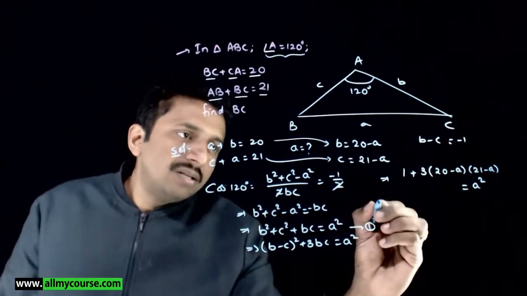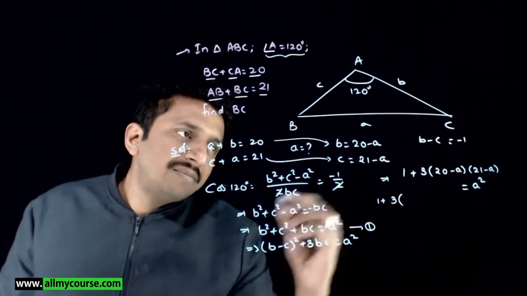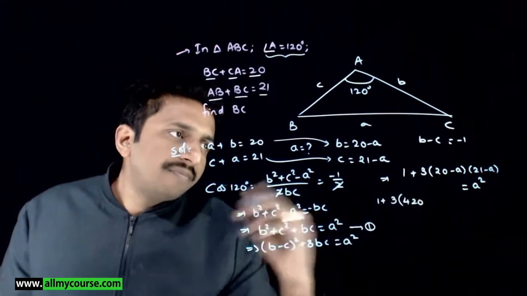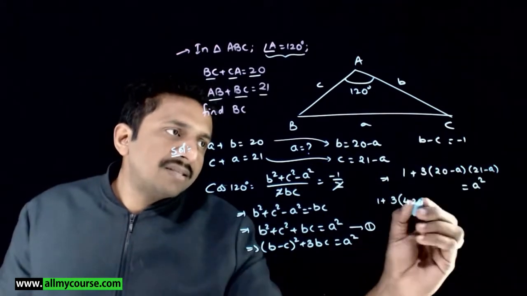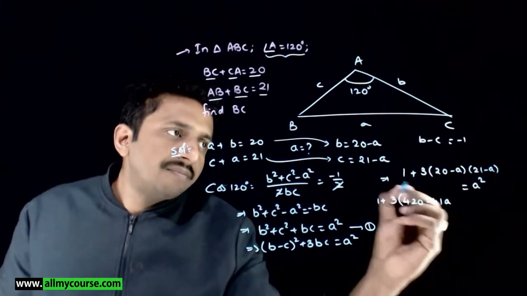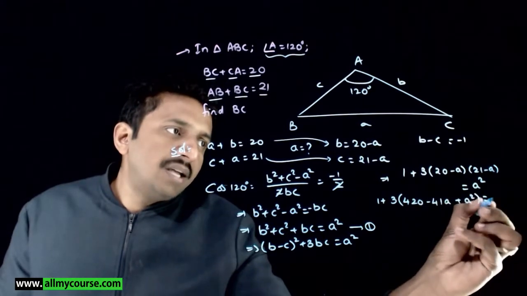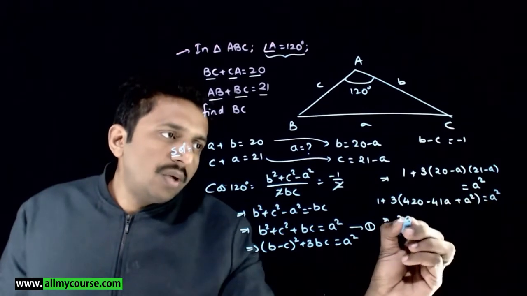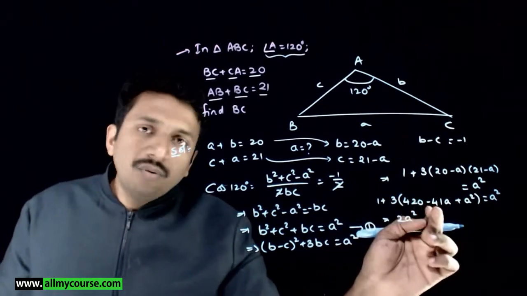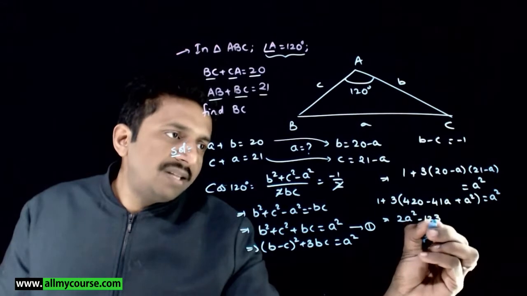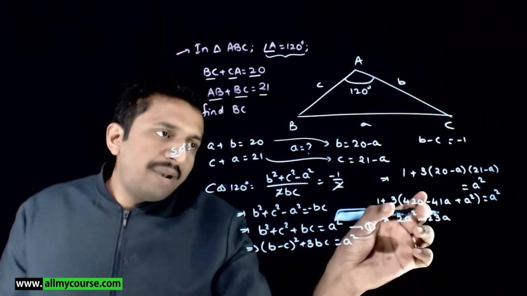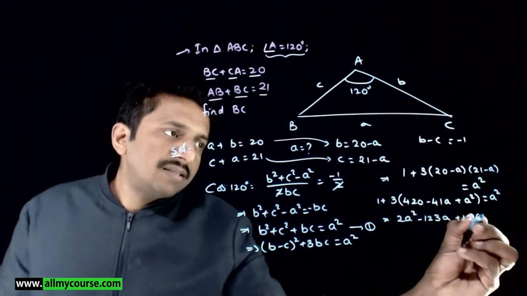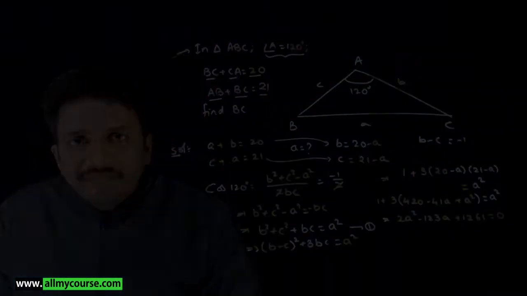Let us do this. So 1 plus 3 times 20 times 21 is 420, minus 21a minus 20a, minus 41a, plus a square is equal to a square. So this implies 3a square minus a square is 2a square, minus 3 into 41, minus 123a, plus 1260 plus 1 is 1261, is equal to 0.